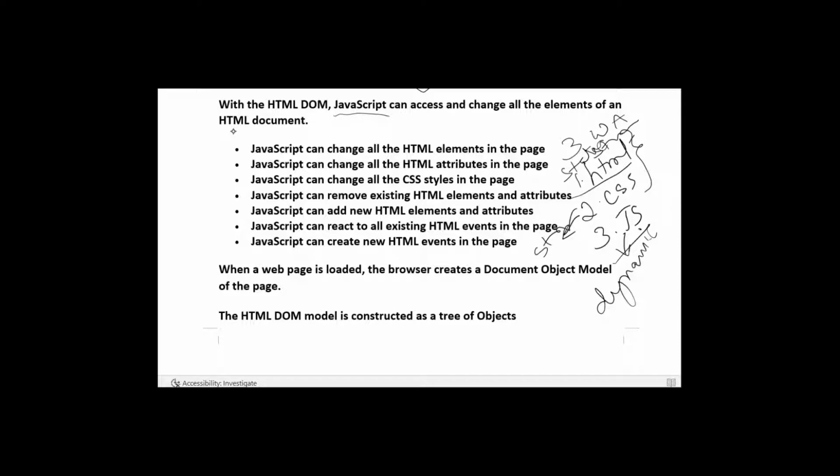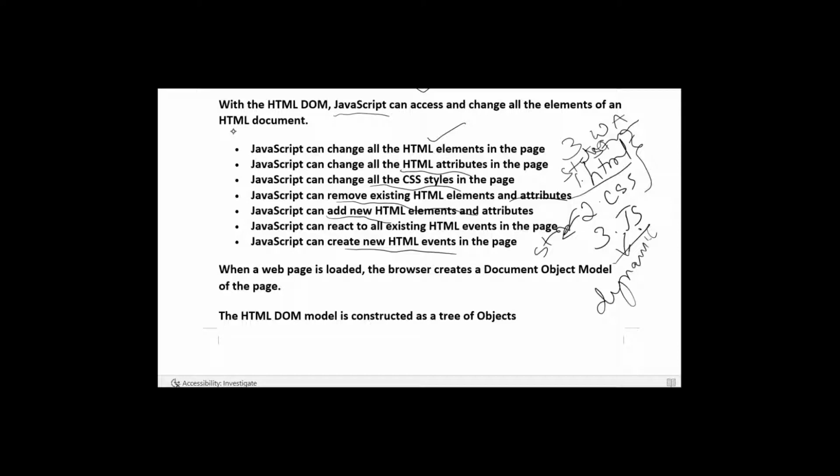What JavaScript can do with the HTML elements: it can change all the HTML elements in the page. It can change the HTML attributes, change all the CSS styling, and remove existing HTML elements and attributes. It can add new HTML elements and attributes. It can react to all HTML events in the page and create new HTML events in the page. All these changes, this dynamic behavior of the web application, can be created only by the DOM. I hope everybody understood what DOM is by now.